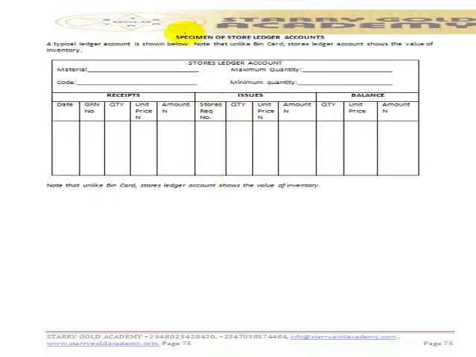Now this is a specimen of the store ledger account. So it shows the materials, the code for the material, maximum quantity, minimum quantity. So we have the date, the receipt, the issue, and the balance.